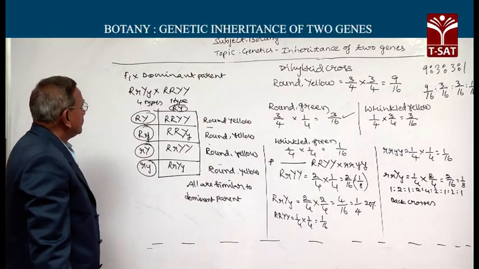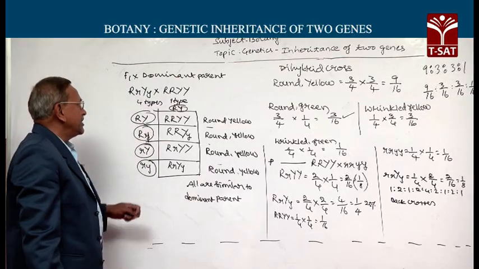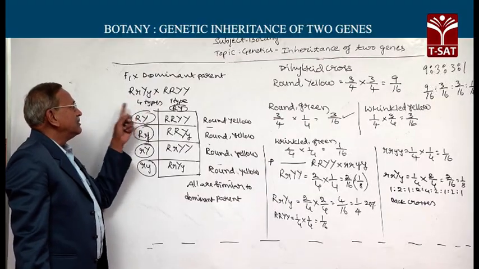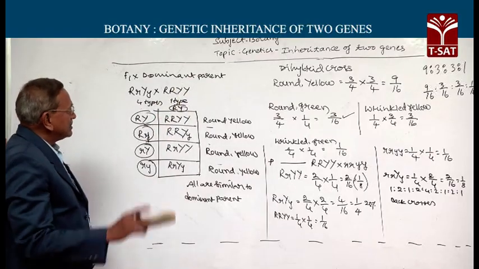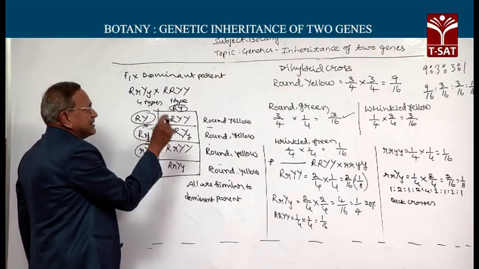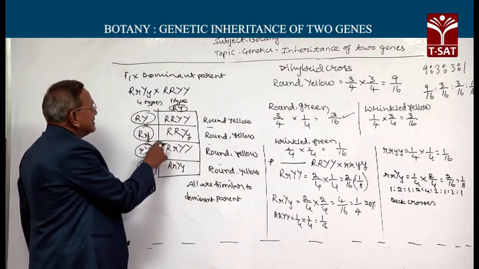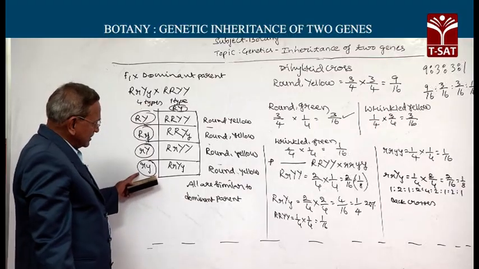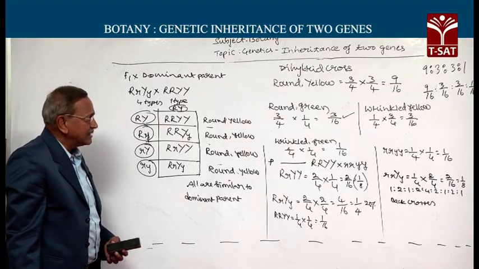This is the first back cross. The F1 hybrid is crossed with the dominant parent. It is heterozygous for 2 traits, so it will produce 4 types of gametes. This is homozygous for both characters, so it will produce only one type of gamete, all gametes having capital R and capital Y. So this is the result on random cross pollination. All are similar to the dominant parent.